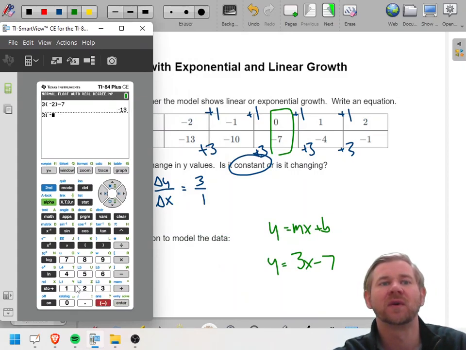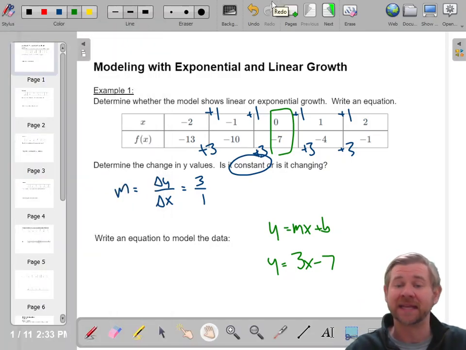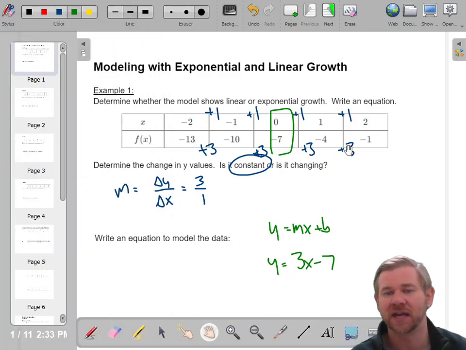3 times -1 minus 7. I should get -10. So I'm plugging in the second one, and I did. Good. So this is a line, not a big deal. If it's linear, you will see a constant rate of change. You will need to find a slope and a y-intercept.